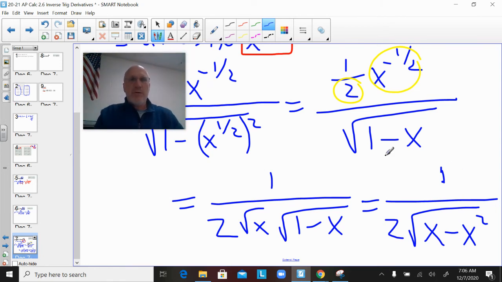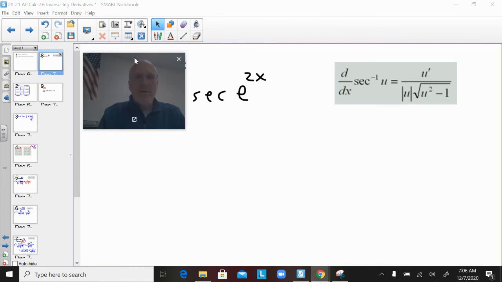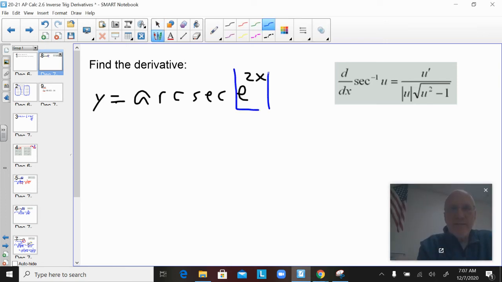So there was another example of the inverse sine. And then the last example I have is, hey, look, my picture's in the way again. I've got an inverse secant. So again, I put the appropriate formula on this page. And here the u, the function of x, is this.